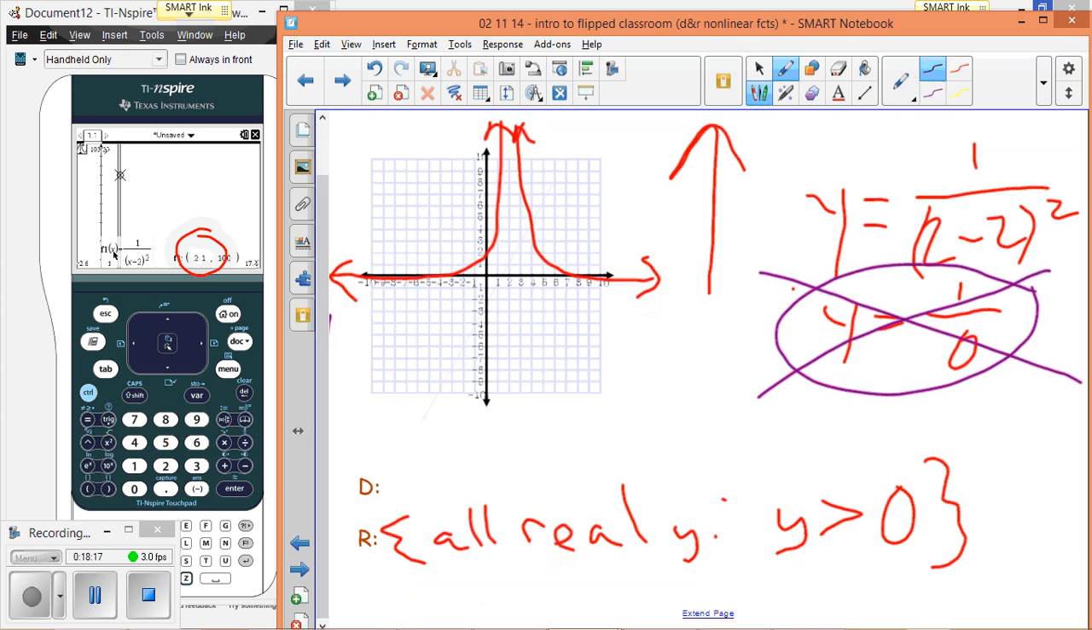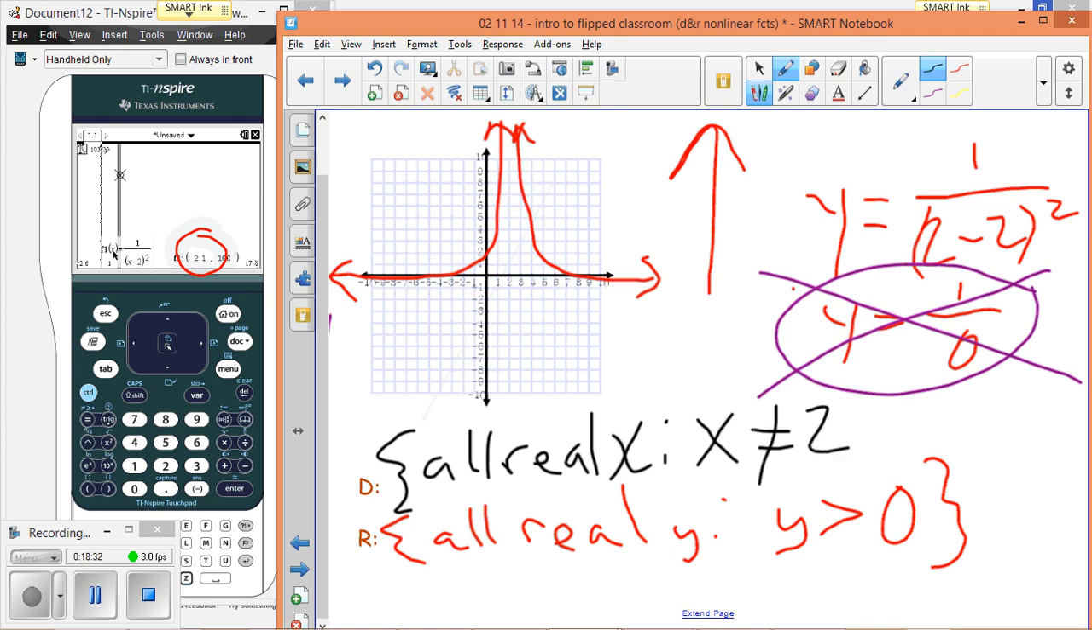Well, to say that something cannot be a certain number but can be everything else, we start our normal way, all real x, and then we just put our single restriction that x can't equal 2. x is not equal to 2. And it's that simple. We are done. The lesson is over.